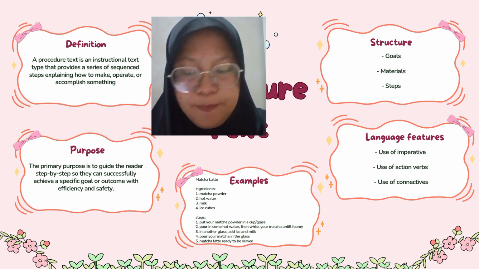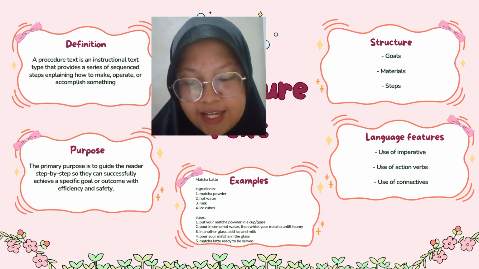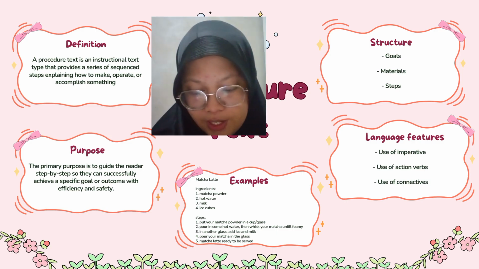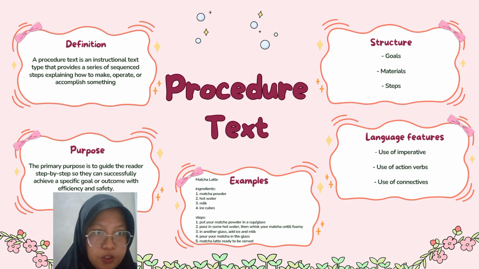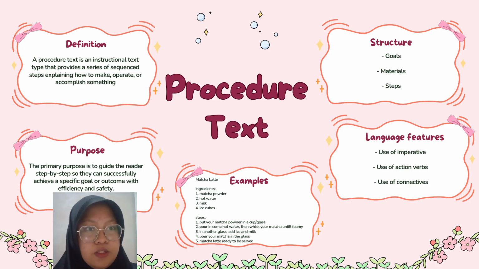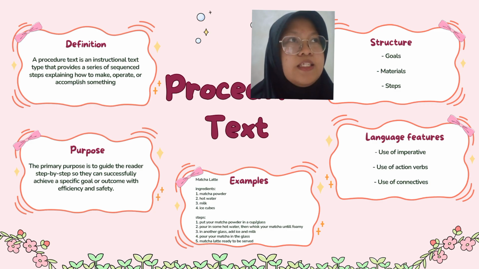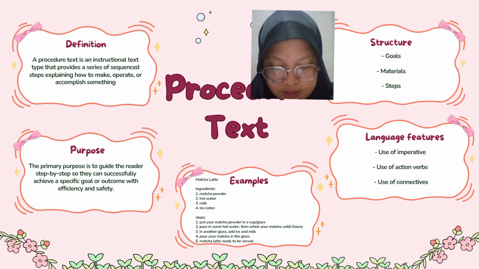So the definition of a procedure text is an instructional text type that provides a series of sequenced steps explaining how to make, operate, or do a specific goal. The purpose of a procedure text is to guide the reader to achieve a certain goal, like to do something, to make something. The structure of a procedure text is first goal or aim, which is the main purpose of the text, like the main reason why that text exists.